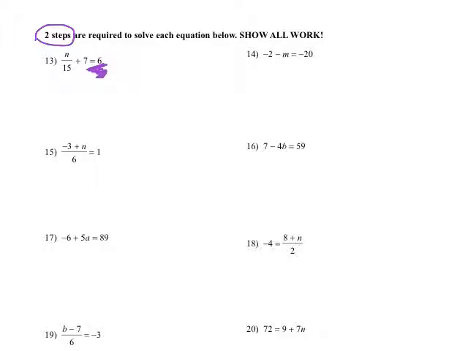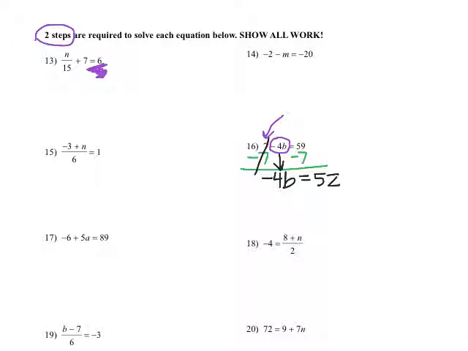Also, you want to deal with the term that does not have a variable first. So let's take number 16 for instance. In number 16, I see that this term right here has a variable with it. So I want to start by doing something with this 7. How can I get rid of that positive 7? Well, I can subtract 7 here, and I can subtract 7 on the right-hand side. Okay, you don't have to subtract 7 from the negative 4b. So I'm going to subtract, which means that cancels this. I'm going to leave my negative 4b as part of my next step, and 59 minus 7 is 52.